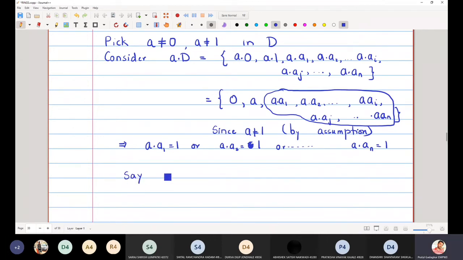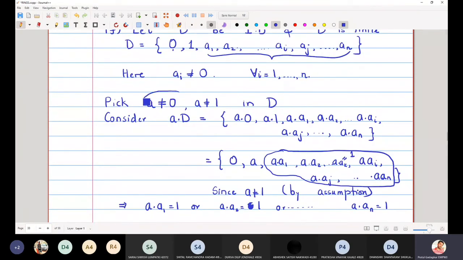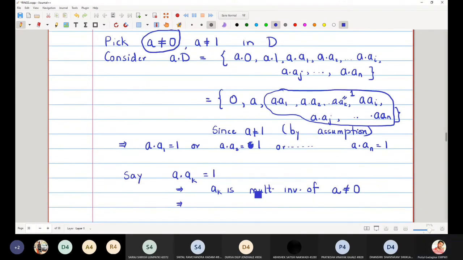Suppose a into ak turns up to be equal to 1. This implies that ak is the multiplicative inverse of a, where a is not equal to 0. And therefore we have taken any element which is non-zero in the integral domain, and that element turned out to be a unit, meaning it has a multiplicative inverse, right?